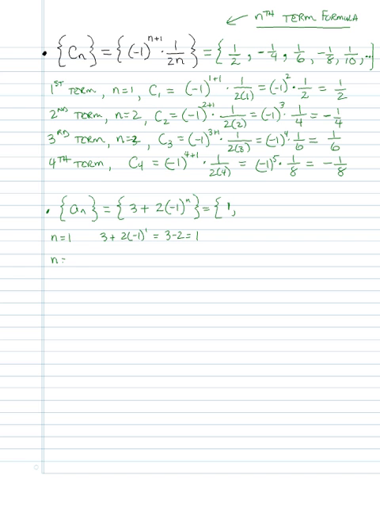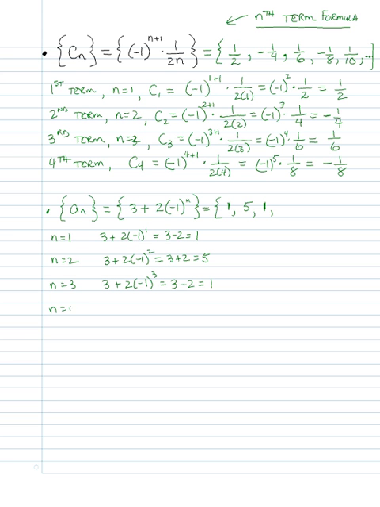Okay, when n is 2, then we have 3 plus 2 times negative 1 to the power 2. But negative 1 to the power 2 is nothing more than 1. So this is 3 plus 2, which is 5, isn't it? So our second term is 5. Okay, if n is 3, then our third term is 3 plus 2 times negative 1 to the third power. But negative 1 to the third power is negative 1, so this becomes 3 minus 2, which is 1. Oh, well, now we're back to 1.